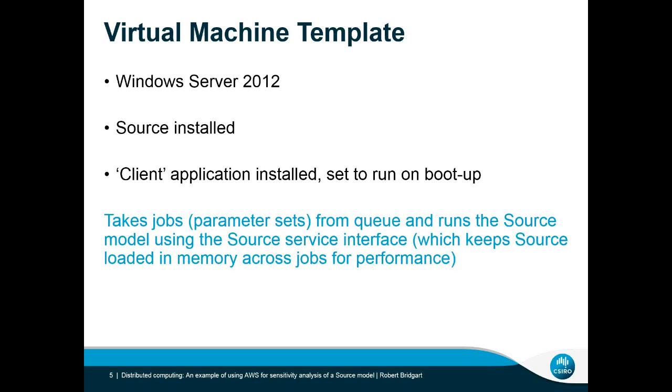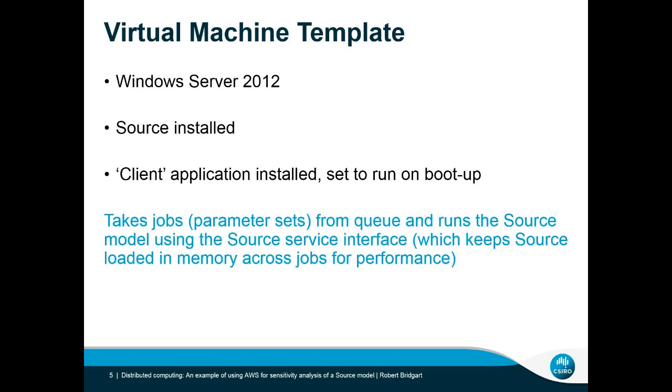Each of the virtual machines repeats that process. There were 20 virtual machines that we had running. Each one of the machines was a dual core machine, so we spun up 2 Source service interfaces per machine to utilize both cores. We use the service interface because it keeps the Source project loaded in memory.